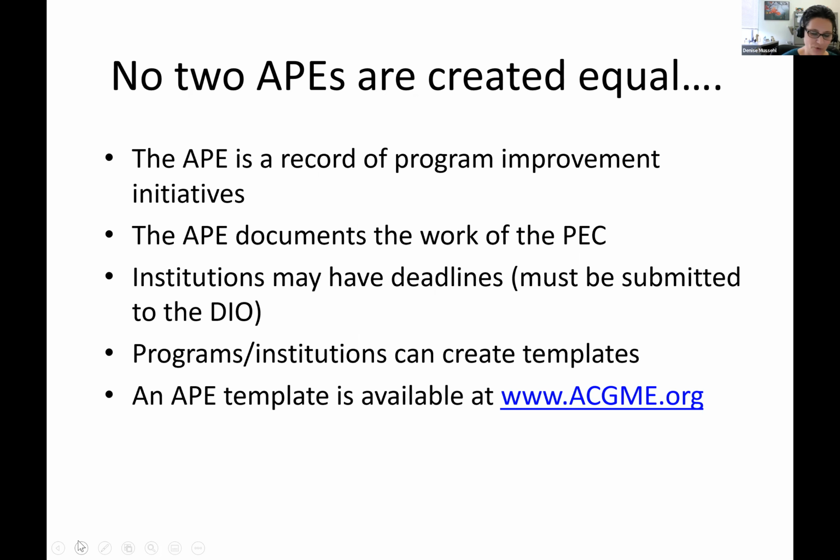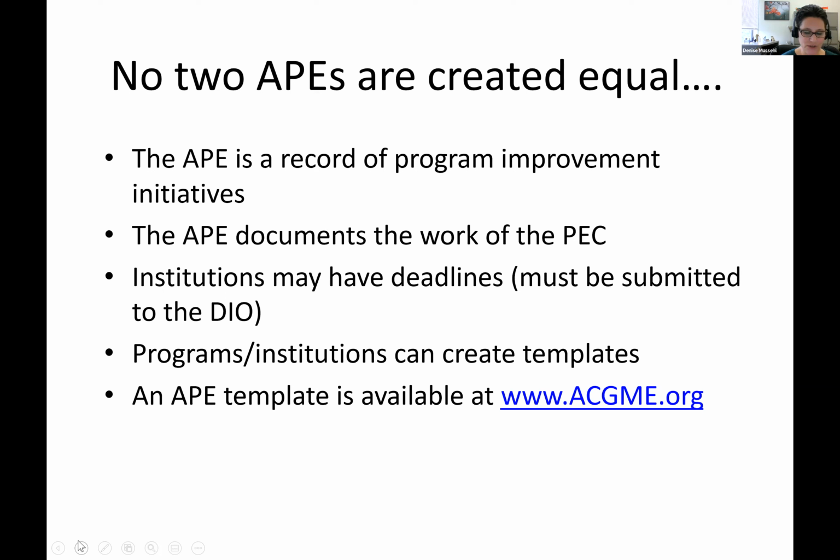While the ACGME prescribes what the PEC must address, the APE may differ from institution to institution. The APE is documentation of a program evaluating its performance and plan for improvements. So I generally schedule our PEC meeting for early spring. We tend to do just one, although our DIO is strongly recommending that we do at least 2, if not 4 a year. So we probably will next year. But just by having one in the spring, this allows me a few months to complete my APE prior to our institution's deadline, which is June 15th.